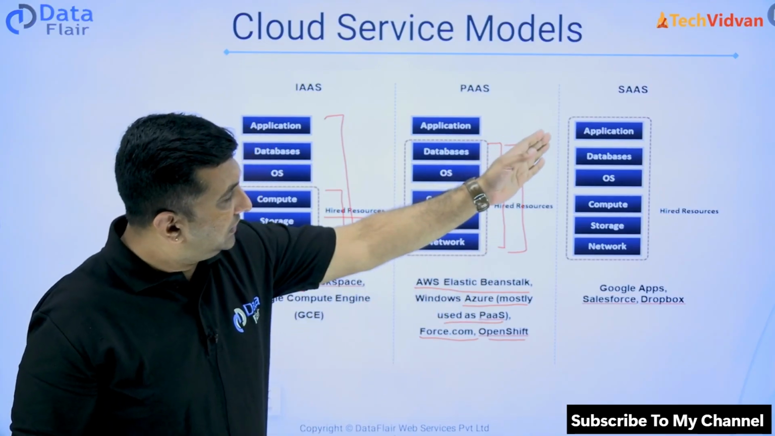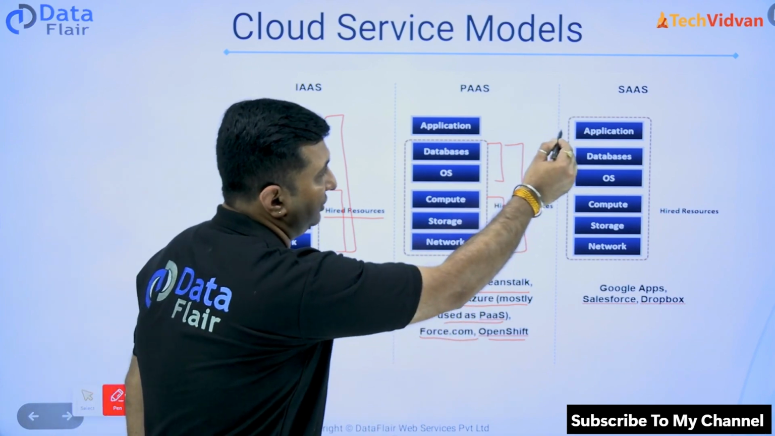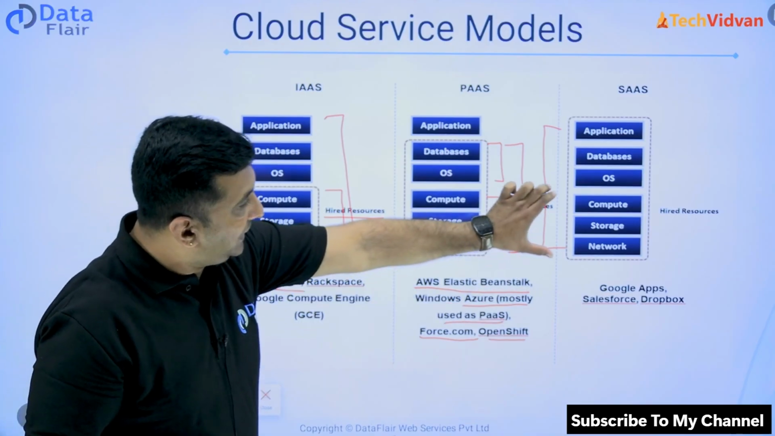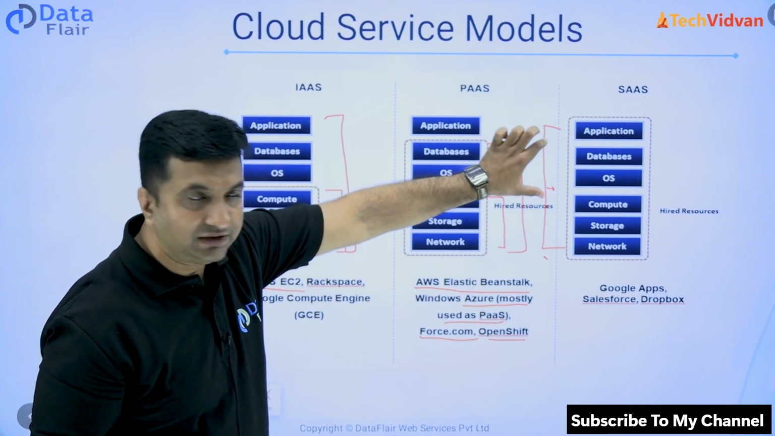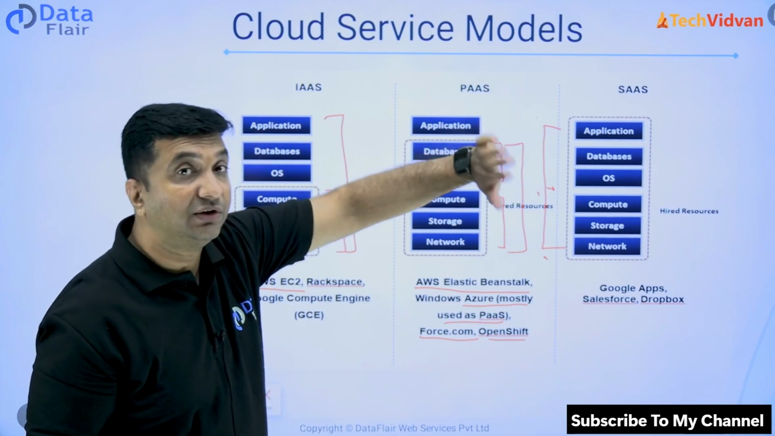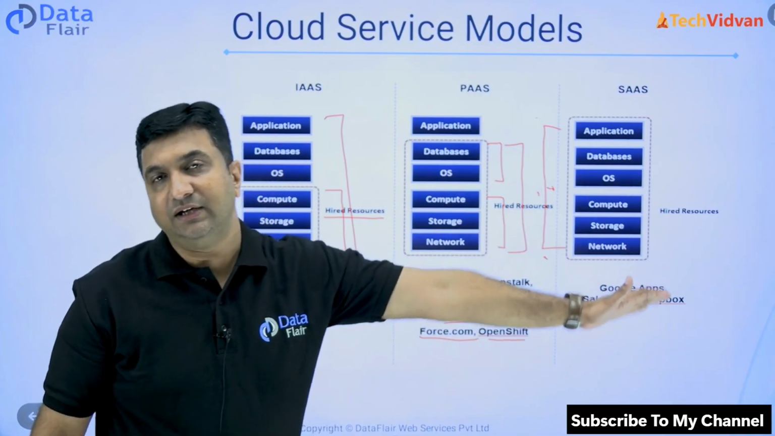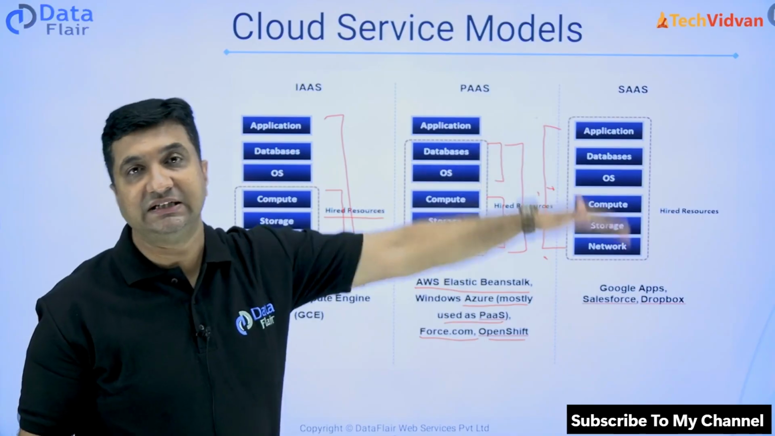So here you can see the hired resources are the complete stack. Can you see that? We have the compute, storage, network, basic building blocks. Then we have the operating system. Then we have applications on top, which are directly accessed by the end users. So you can see the hired resources are the complete stack.